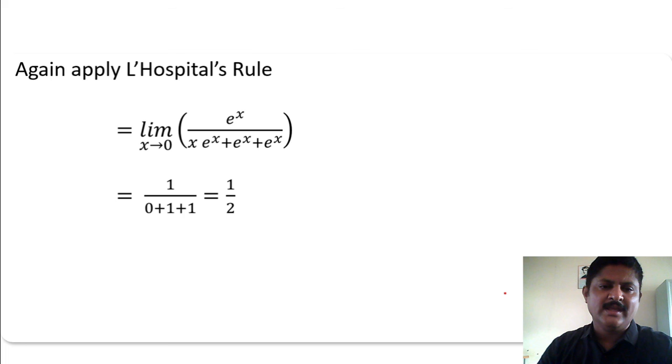Again apply L'Hospital's rule, we get limit of x tends to 0, e power x divided by x into e power x plus e power x plus e power x. Put x equals to 0, e power 0 is 1 divided by 0 into 1 is 0, 1 plus 1, which is equal to 1 by 2.